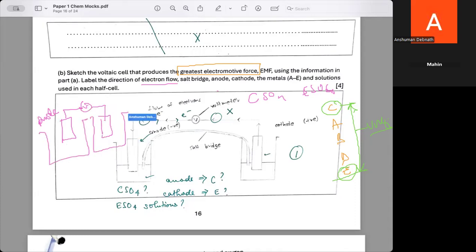In the voltaic cell, you have to take the more reactive one in the anode, right? So at the anode you have to take C, SO4. Which is the least reactive? At the cathode, E, SO4. Then you have to take E metal and C metal over here. Now, how does the electron flow? From anode to cathode.